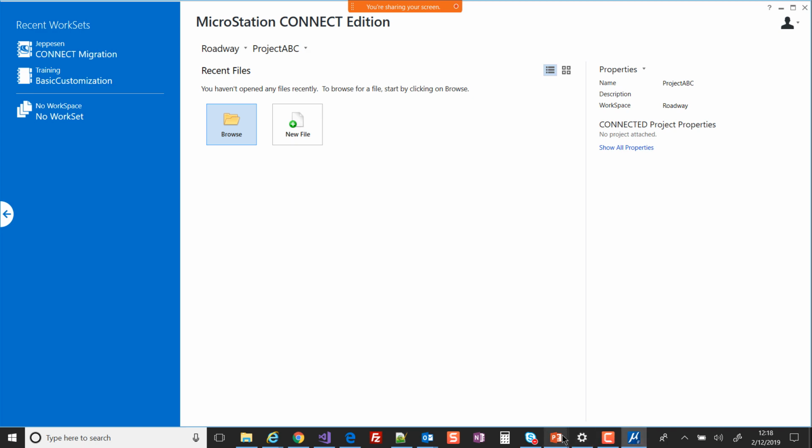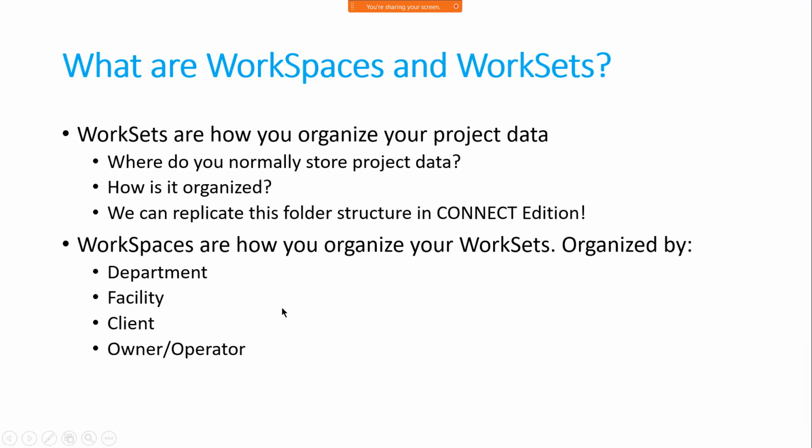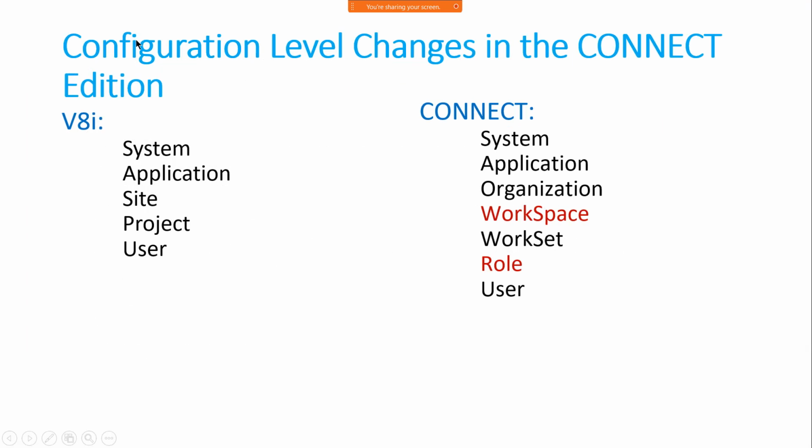I just want to remind you of a couple of other things that we did here. So remember that in V8i, we had 5 levels. In Connect Edition, we have 7. So we took the workspace level and added it to our set of levels, and there's also a role level. But you can see workspace and work set are right in the middle there.